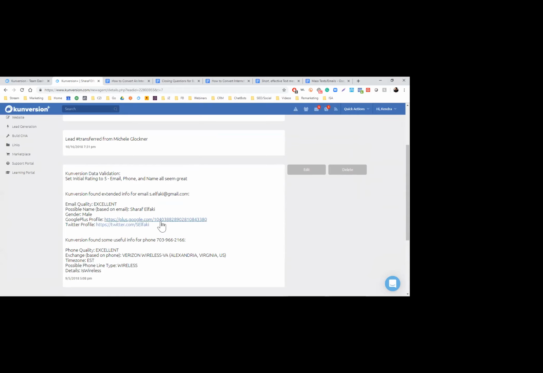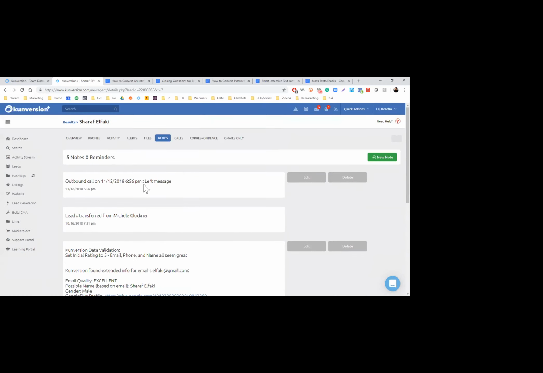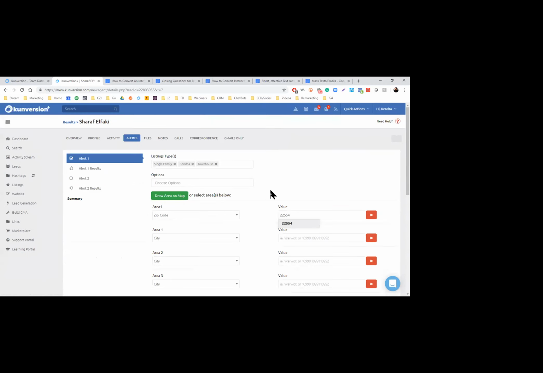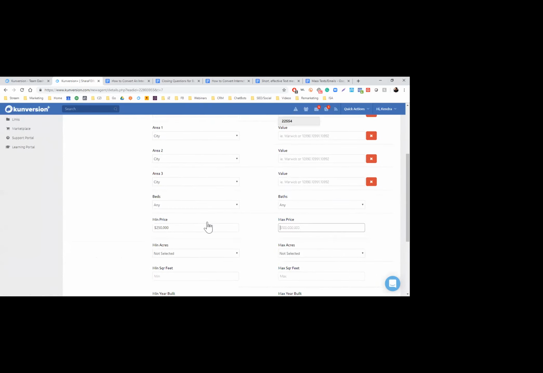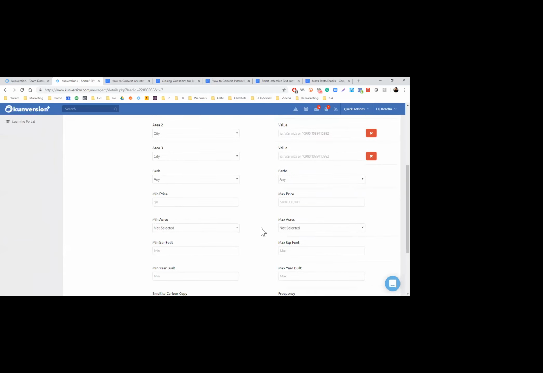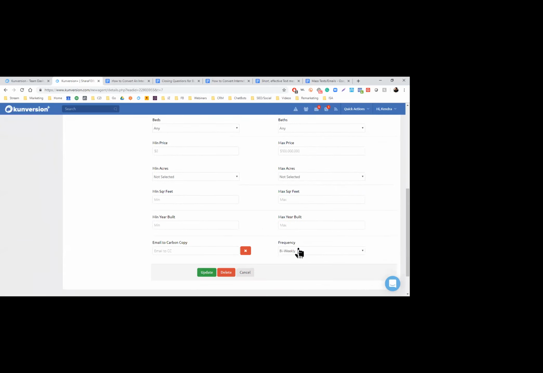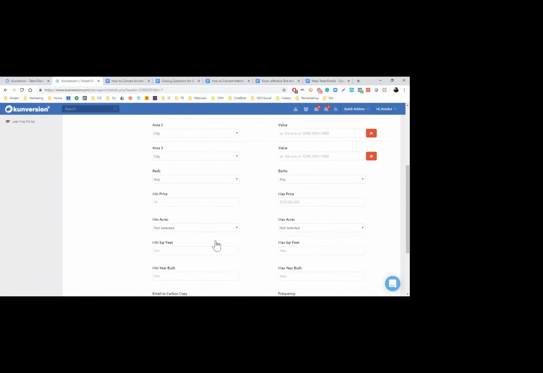There's a Google Plus profile. It looks like there's a Twitter profile for this lead. And so let's get into this. I'm going to change this to no minimum, no maximum, because she only looked at one house, which was that one house on Realtor.com. And then I'm going to set her up on listing alerts daily. Now, we covered this last time, so that's why I'm doing this quickly.